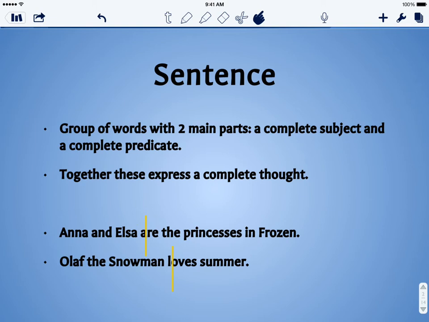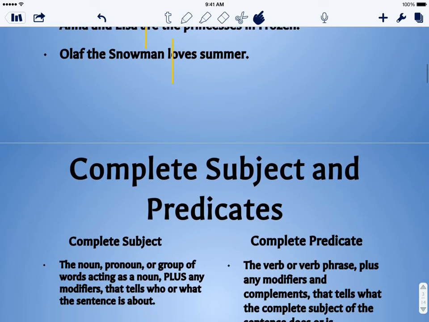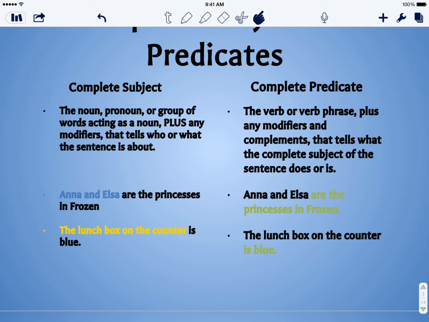So, for example, Anna and Elsa are the princesses in Frozen. Olaf the snowman loves summer. So, your complete subject is the noun, pronoun, or group of words acting as a noun plus any modifiers that tells who or what the sentence is about. So, for example, Anna and Elsa are the subjects of the sentence.